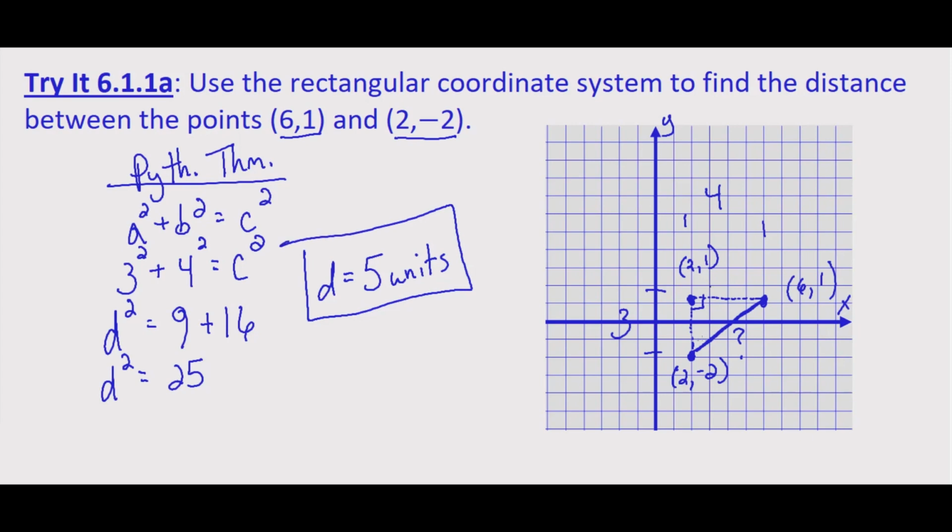And how we found that was we formed a right triangle with (2, -2) and (6, 1). We found the distance between the given points and the other vertex of that right triangle, which is the length of the two legs of the right triangle, and the distance is the hypotenuse. And then we use the Pythagorean theorem to find the distance from (2, -2) to (6, 1) by using it as the hypotenuse of this triangle.